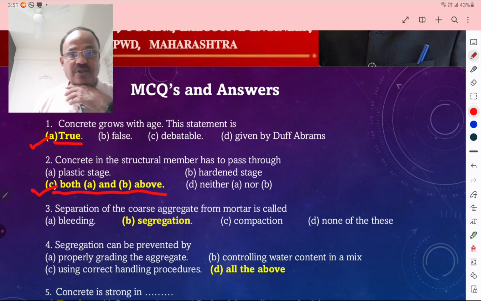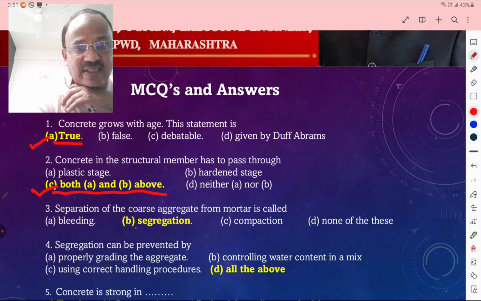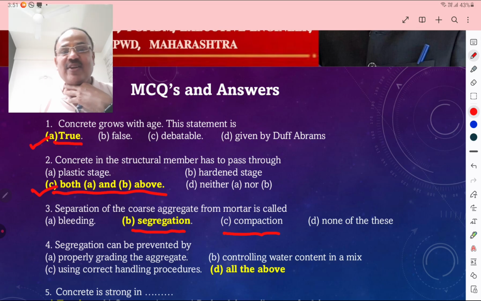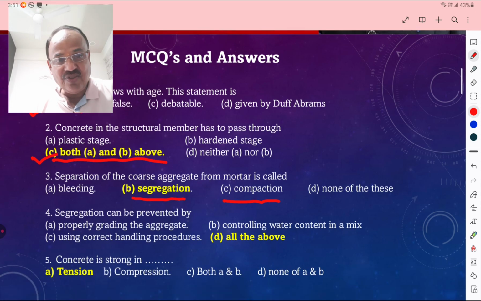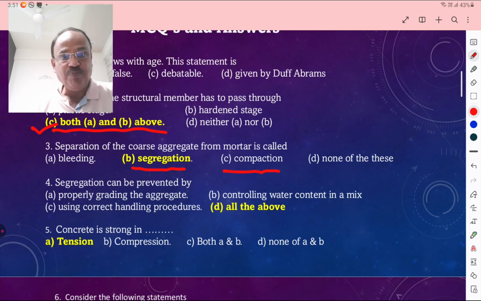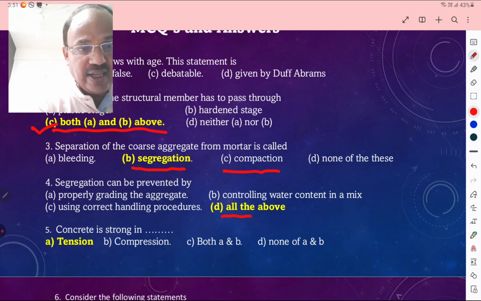Option C. Separation of the coarse aggregate from the mortar is called bleeding, segregation, compaction, or none of the above? Segregation is the separation of coarse aggregate. What is compaction? Compaction is reducing the voids and obtaining the maximum density. And what is bleeding? You must know that. Then segregation can be prevented by properly grading the aggregate, controlling water content in the mix, using correct handling procedure, all of the above. All of the above is correct.